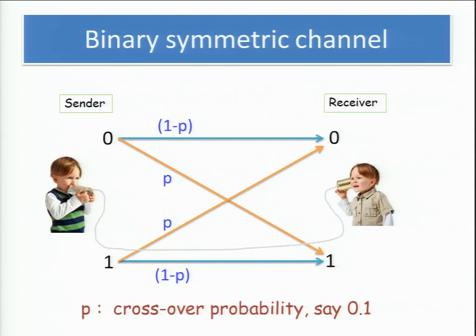There's a sender who wants to talk to the receiver, and the sender talks in terms of bits. So the input is either a 0 or a 1. The receiver receives the bits, but the wire in between is noisy. So 0 can go to 0 with probability 1 minus p. 0 can become a 1 with probability p. And it is symmetric, so 1 can become a 0 with probability p and 1 remains a 1 with probability 1 minus p. This p is termed the crossover probability. So let's say it is 0.1.